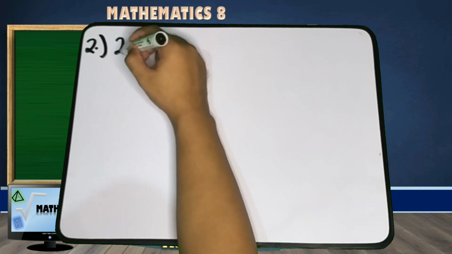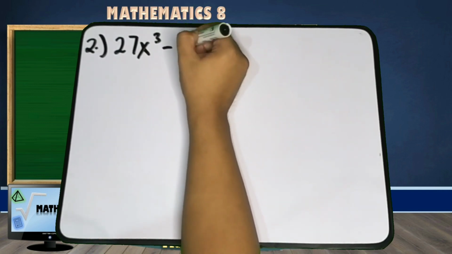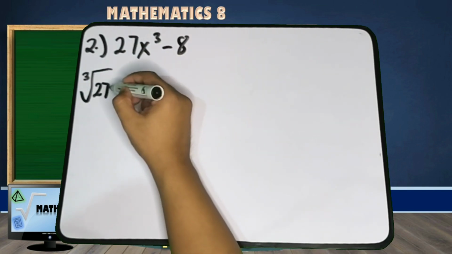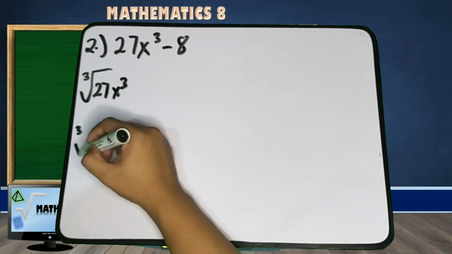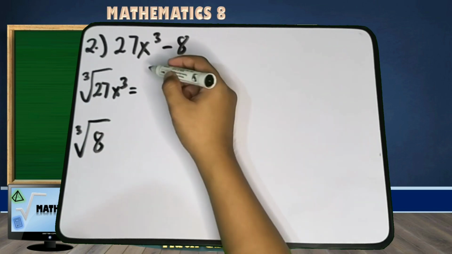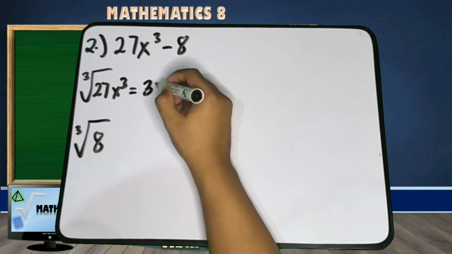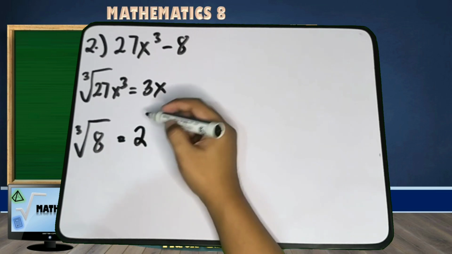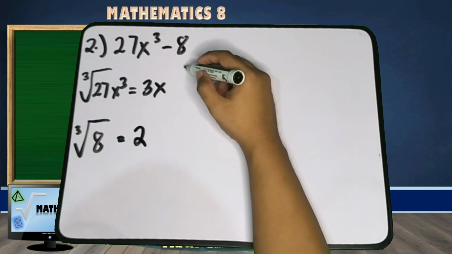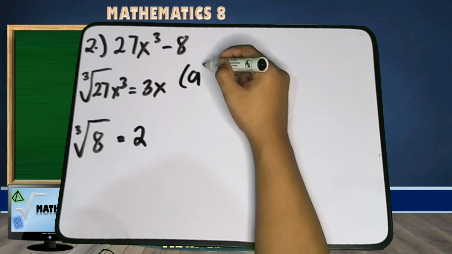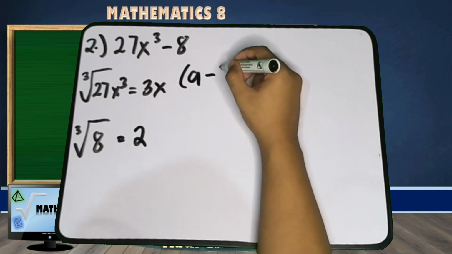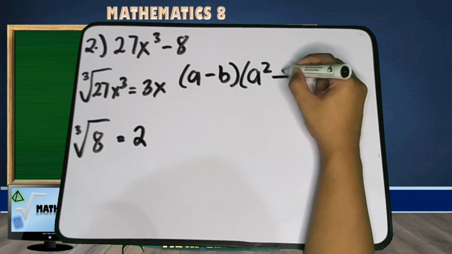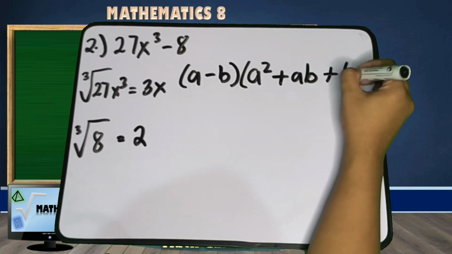So let's have number 2, 27x cubed minus 8. So get the cube root of the first term and then the cube root of the second term. So our first term is 3x, and our second term is 2. So using the formula, a minus b times the quantity a squared plus ab plus b squared.